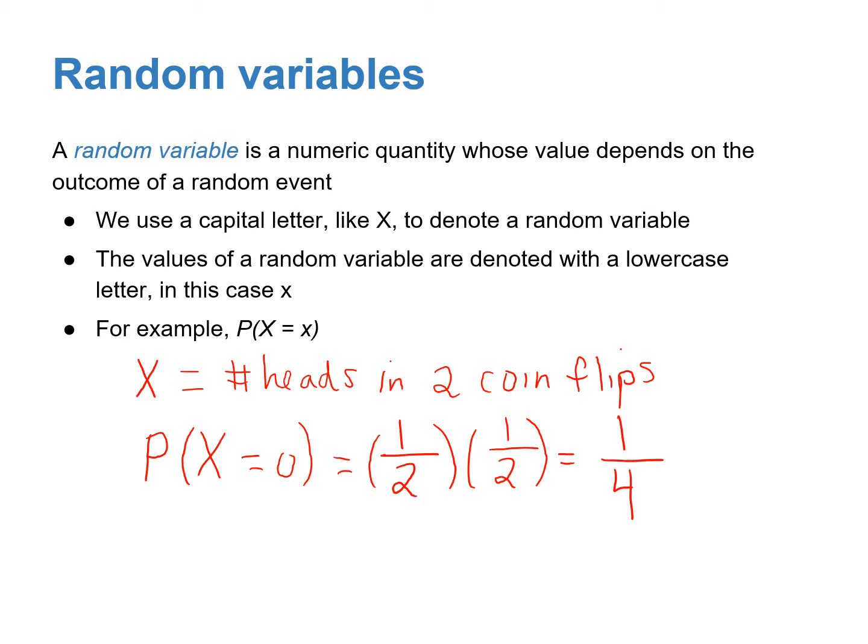So just getting used to the idea that the capital X is talking about the random variable, the number of heads that will occur in 2 coin flips. The value little x would correspond to a particular value that I might want to find the probability of that value of the random variable occurring.